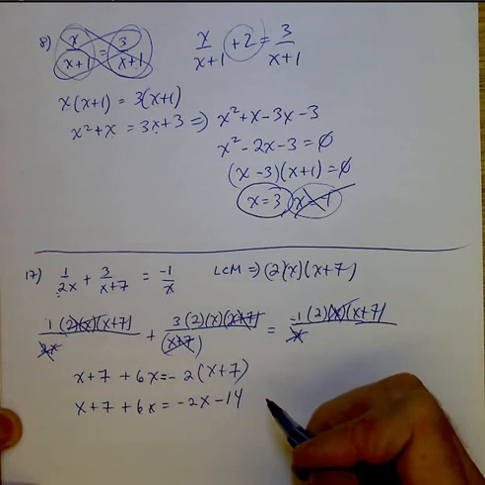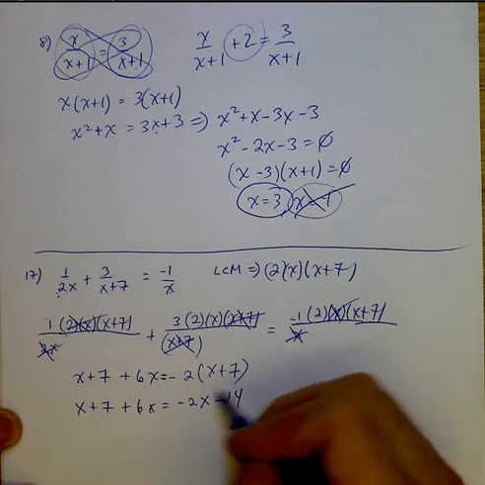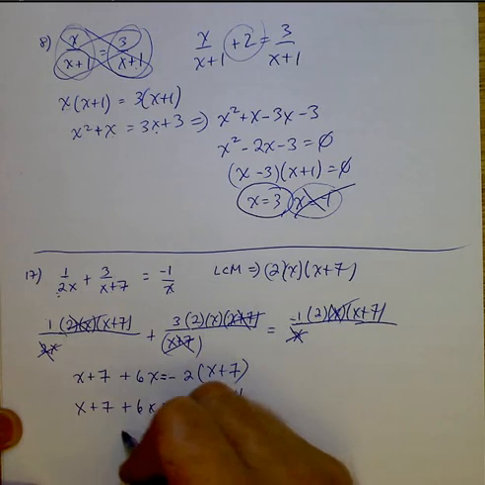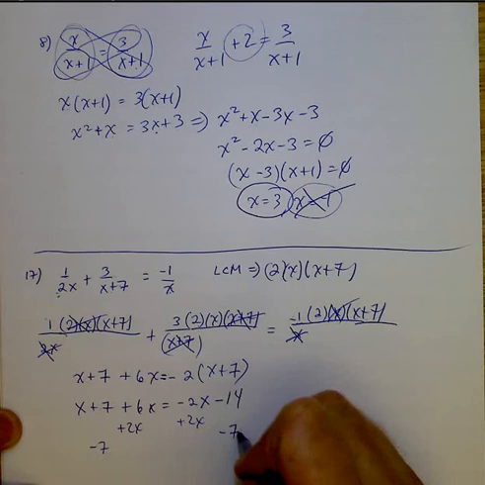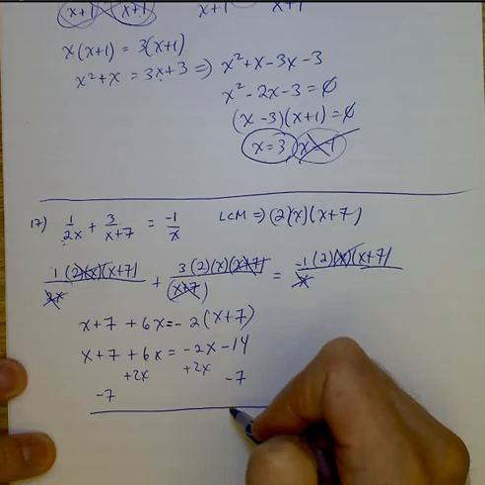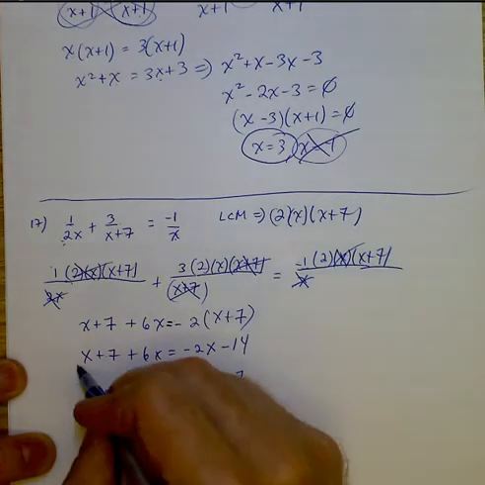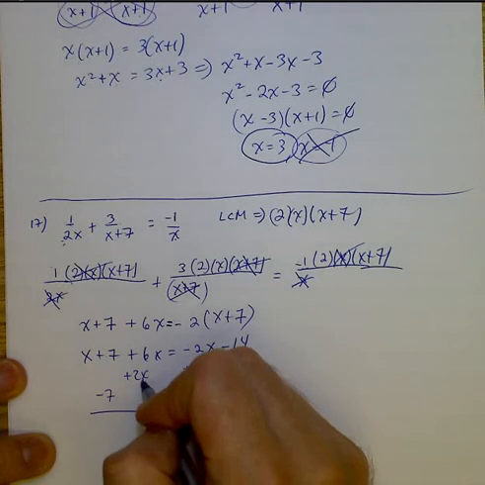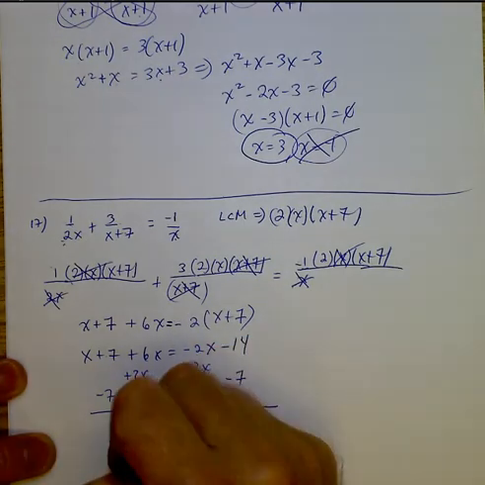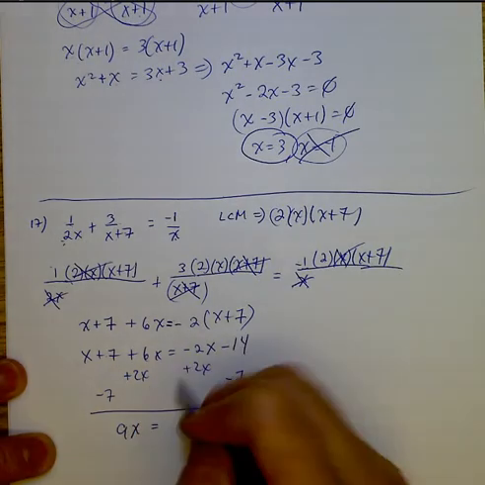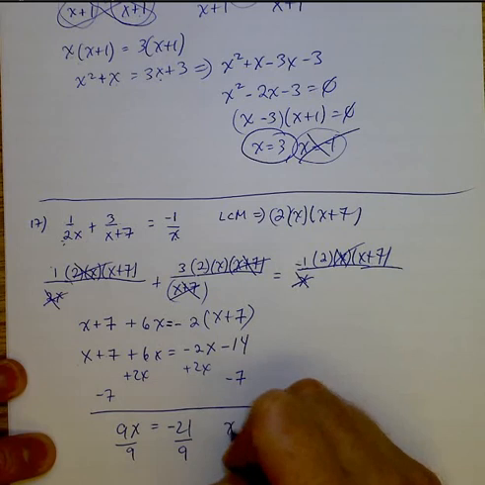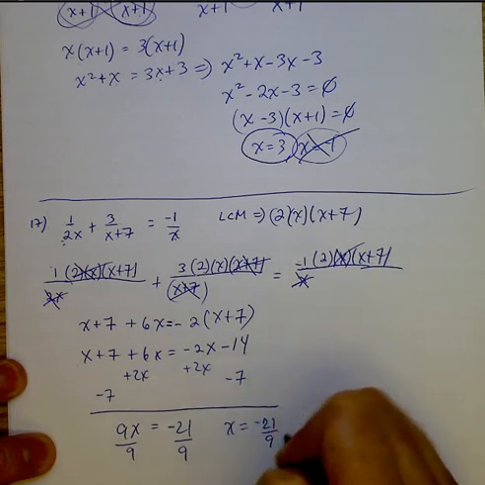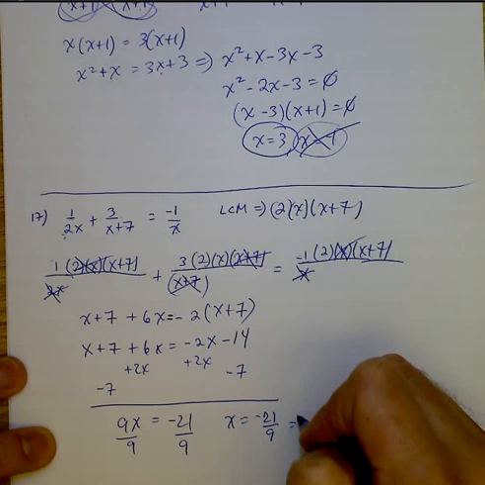Now I need to solve, so I'll put all the x's on the left side. I'll bring the 2x over to this side, and I'll bring the 7 over to this side. What I'm left with is an x and a 6x and a 2x. That makes 9x. And on this side I'm going to have a negative 21, and I'll divide by 9. So I'll get x equals negative 21 over 9, but those terms are each divisible by 3, so that would be negative 7 over 3.